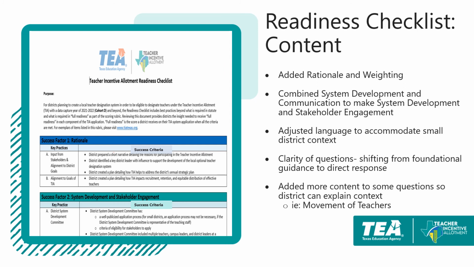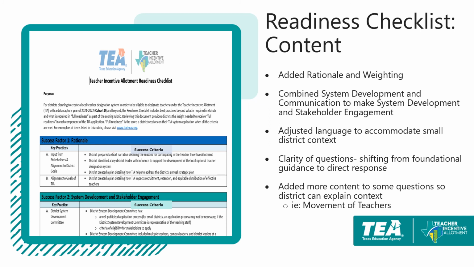Similar to some tabs being combined, there were also entirely new success factors that were added. For example, the Rationale and the Weighting success factor tabs were added to the Teacher Incentive Allotment Readiness Checklist. Part of the reason for this was to create some symmetry between the Readiness Checklist and the revised Cohort D application. However, we also wanted to provide districts with an opportunity to set the stage for what their application would require and need in order to be successful.